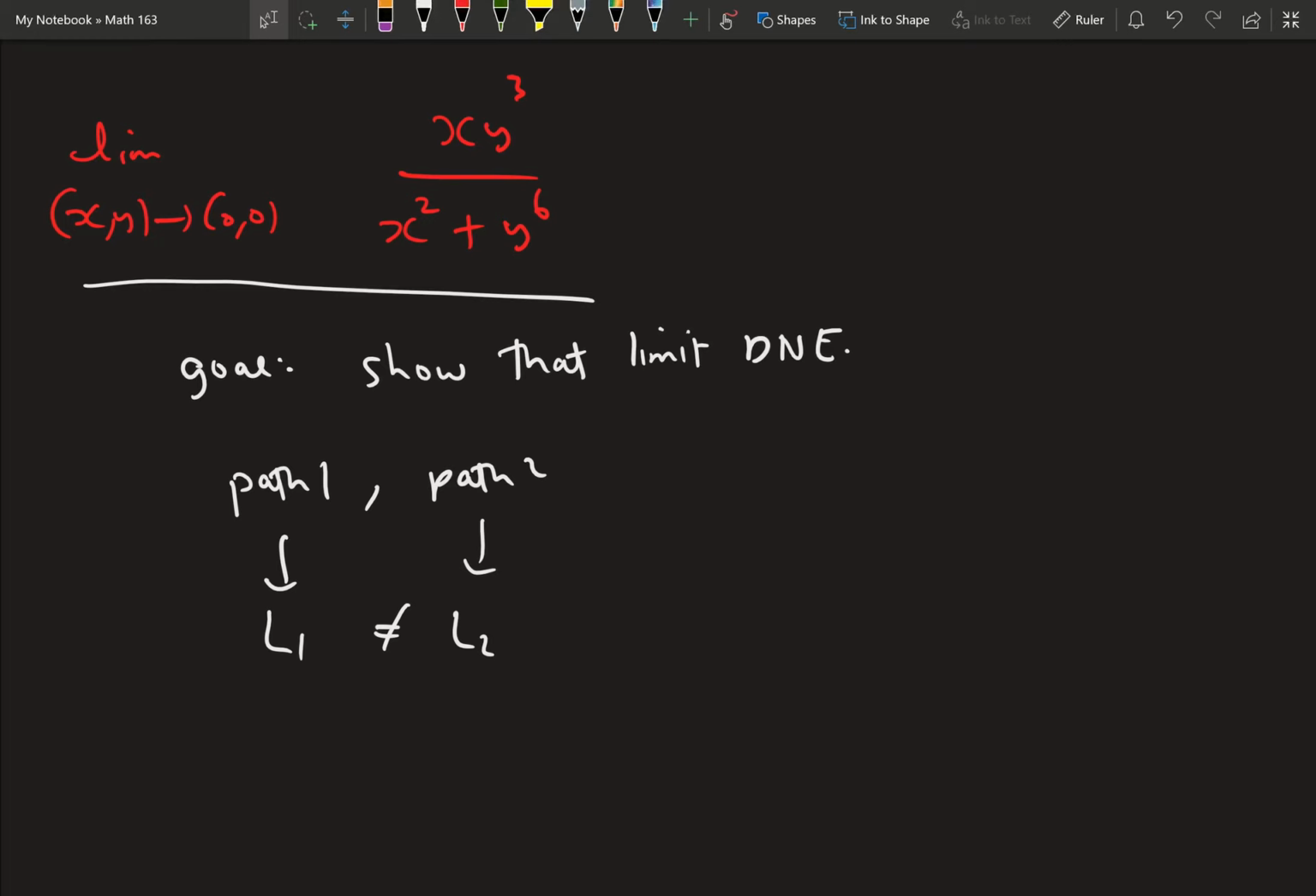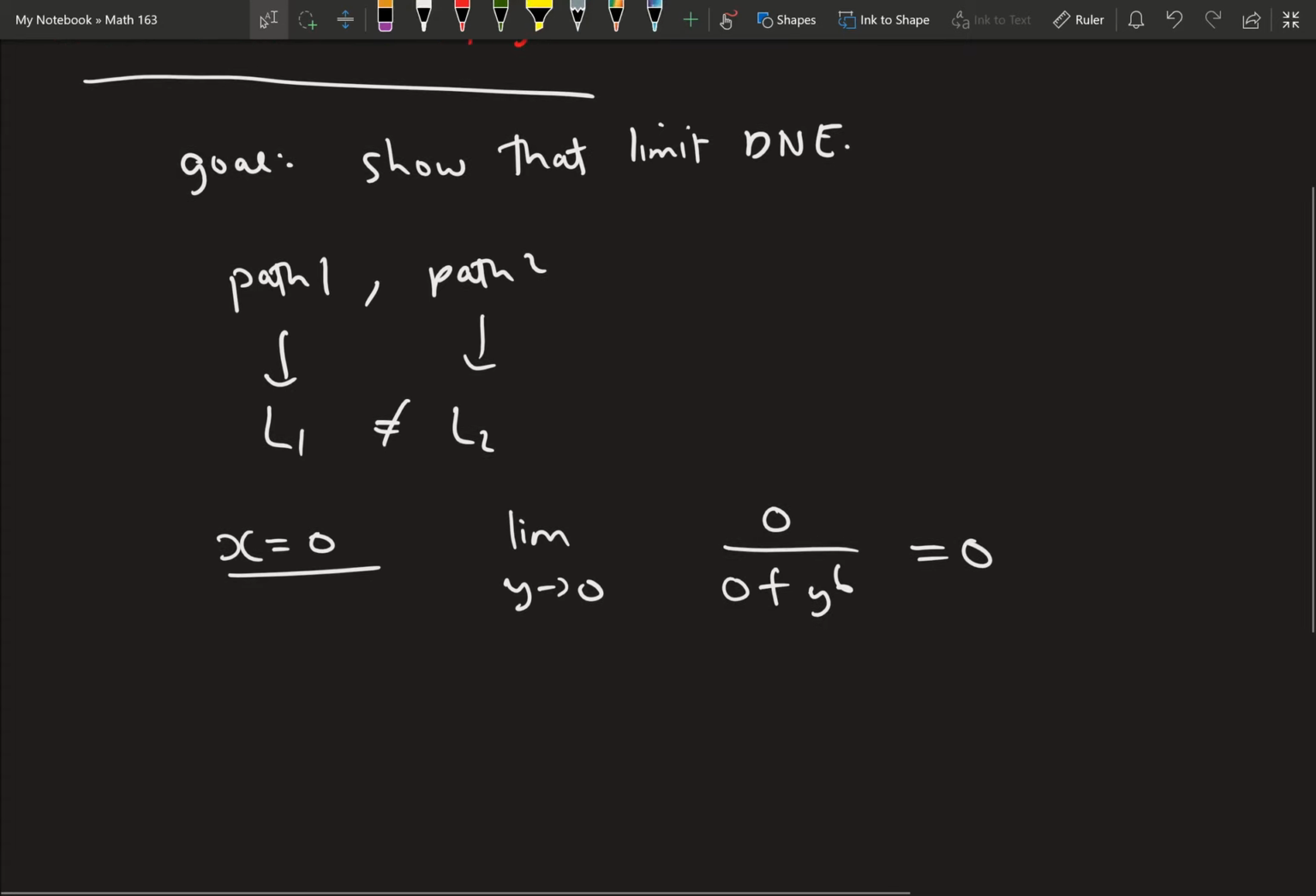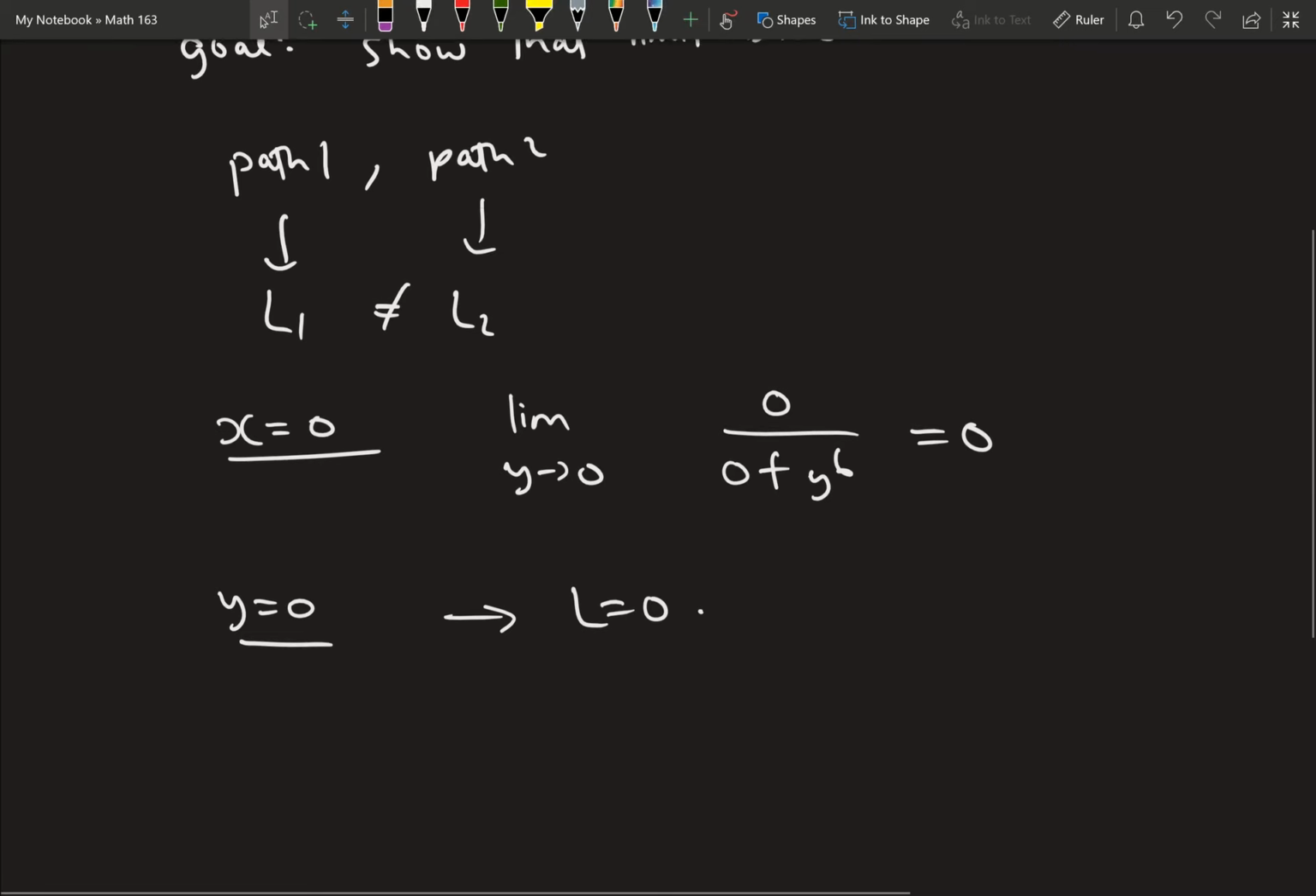Let's try the simple x equals 0, which is along the y-axis. So we have the limit as y goes to 0 of 0 divided by 0 plus y to the 6th, and that's 0. Similarly, you can check if you set y to be 0, then the limit will be 0. Okay.